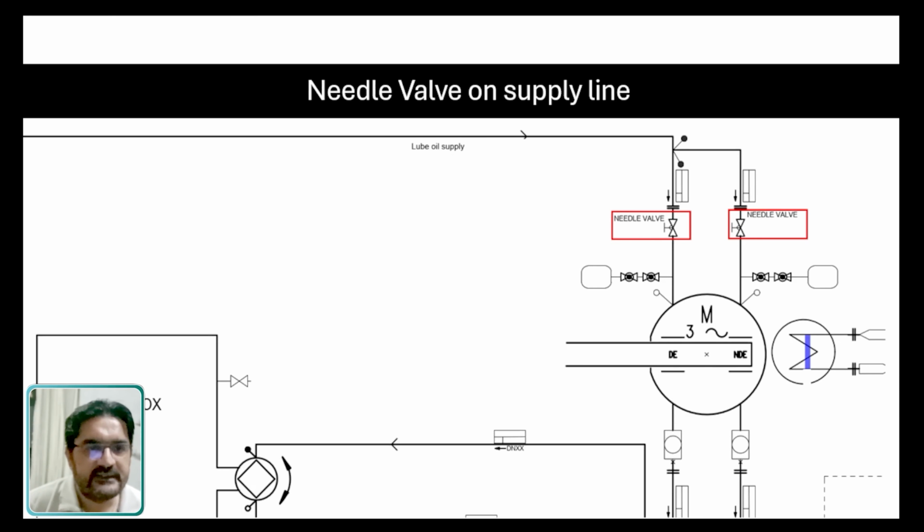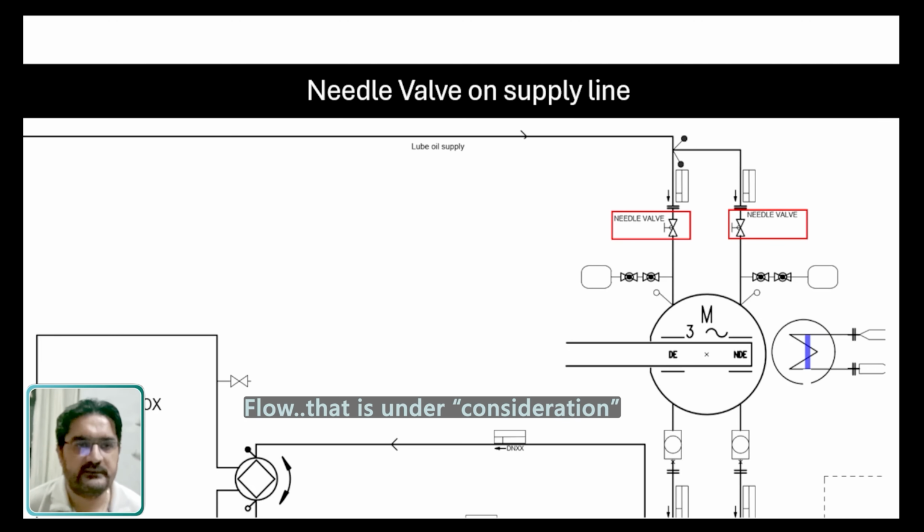This is a different P&ID, and I have considered it because in this P&ID you can see that there are two needle valves. They are installed directly on the feed lines, and these needle valves are actually controlling the lube oil supply to the bearings of the motors. Okay, so why have I included this? I just wanted to show you that needle valves can have various applications, but the only reason they are installed is to get precise control of the flow of any fluid under consideration.